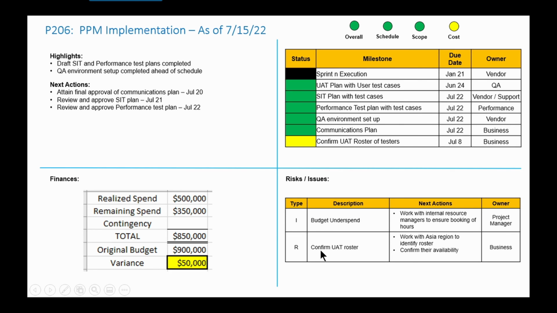Then here you have the risk, confirming the UAT roster. The way we're going to get rid of that risk is that we have to work with the Asia region to identify the roster of testers and also confirm the availability. The owner of this is going to be the business SMEs, because this is going to be user acceptance testing. This is going to be the actual business users testing this. So the business SME or the business focal is going to take care of this. So that takes care of this lecture on the overall project status report.